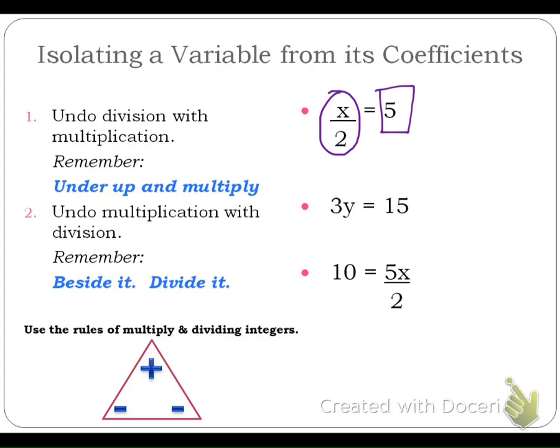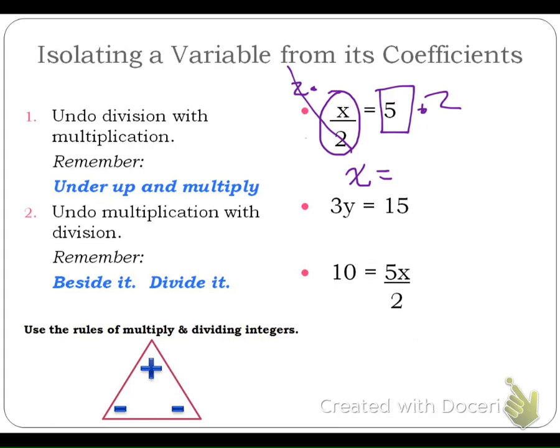Right now, what is with your variable? The number that's with our variable is the 2, and it's directly under our variable. So what's our rhyme? Under, up, and multiply. So we have to move that 2 up and multiply it to both sides of the equation. That allows the 2's to cancel out, and we have x is equal to, by the way, notice I did not draw a big fat line to combine. I'm not combining, I'm multiplying or dividing.